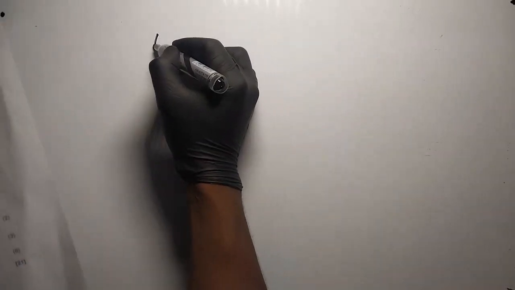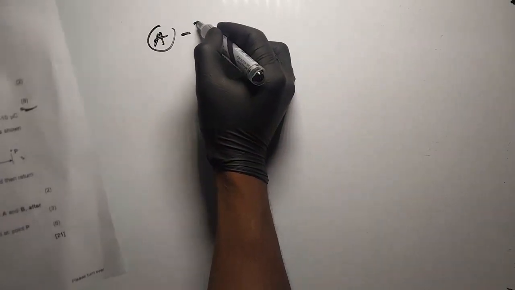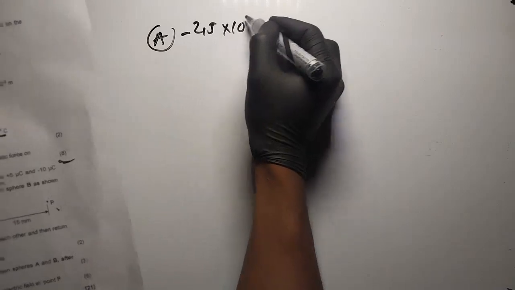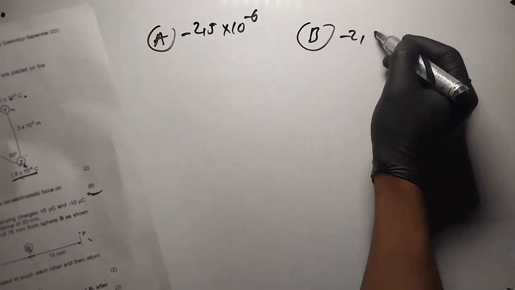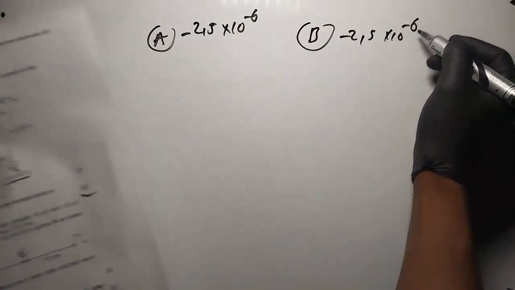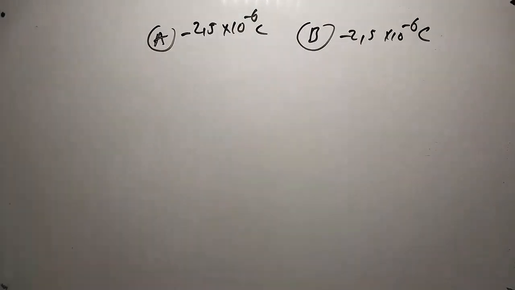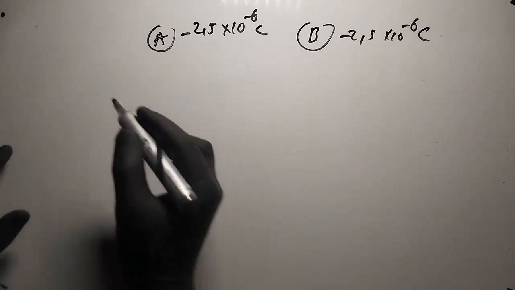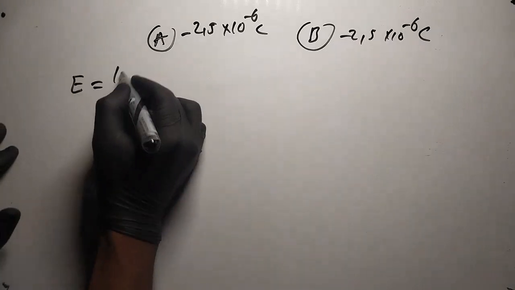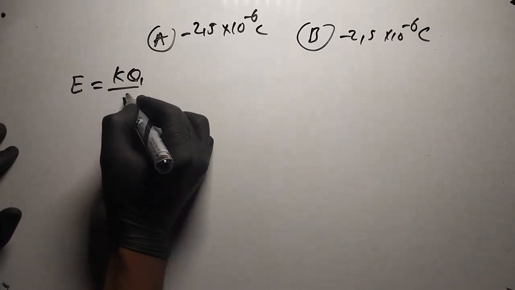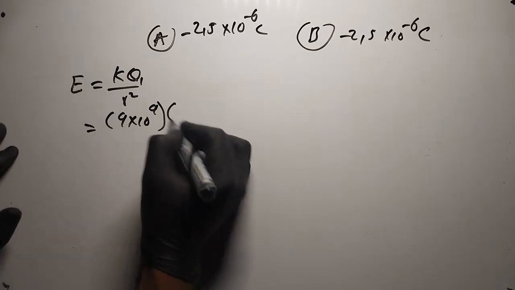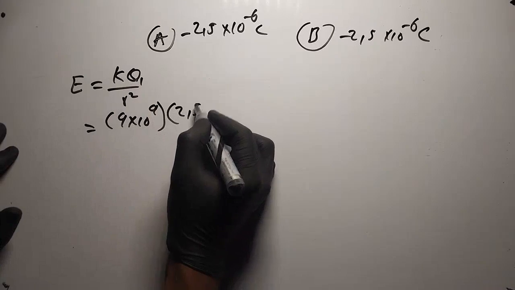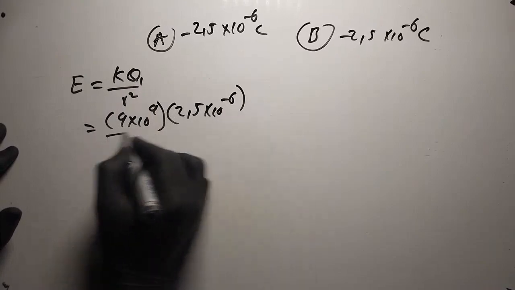A has a charge of negative 2.5 times 10 raised negative 6. Same goes for B, which has a charge of negative 2.5 times 10 raised negative 6 coulombs. Once you're done with that, you're going to use the formula E equals K q over r squared, where K is always a constant, 9 times 10 raised power 9, and the charge is 2.5 times 10 raised negative 6, over the distance.